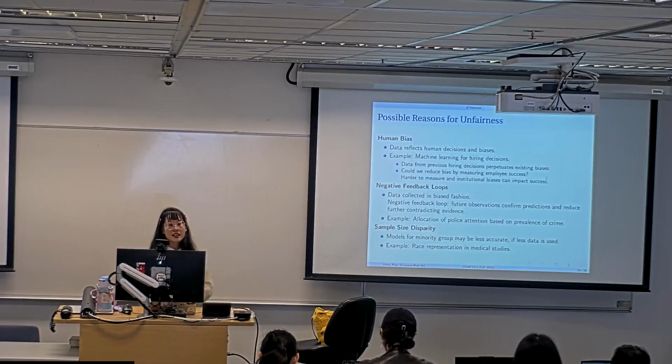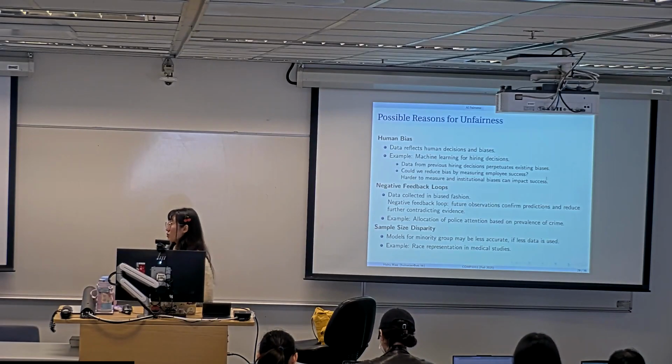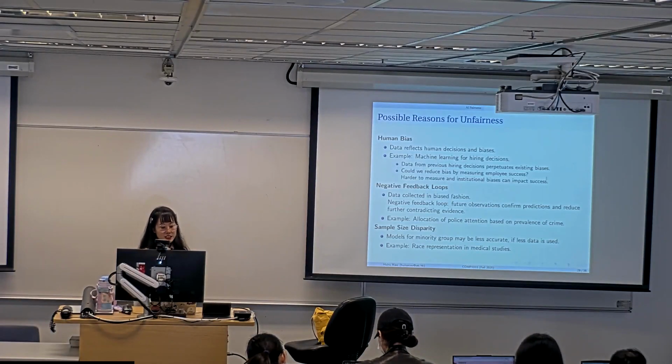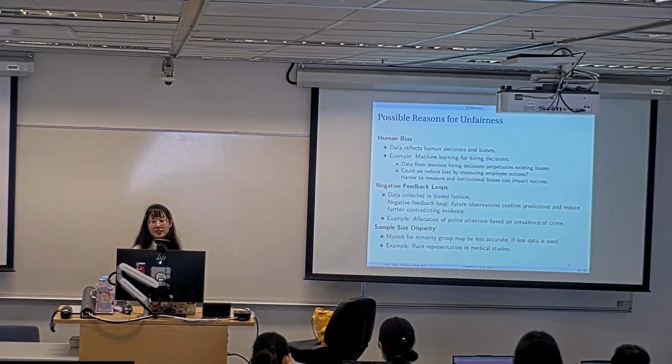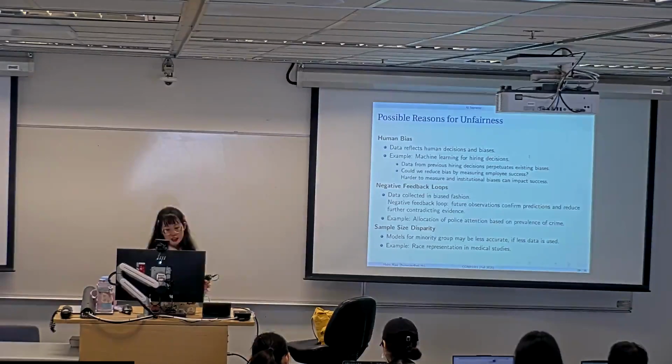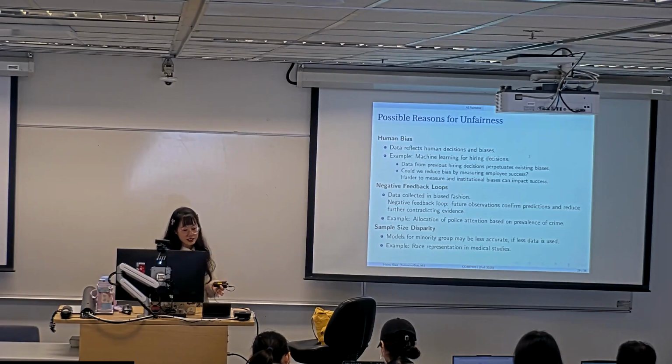Next, we can analyze some possible reasons for the AI model's unfairness. Exactly how does bias go into an AI model? What is the source of the bias? There are many sources, of course, so we will list a few examples here, maybe the main causes. First, human bias. The data already reflects human decisions and biases. For example, if we use a machine learning model for hiring decisions, usually the companies will directly use their previous hiring decisions. This is how they get their data.